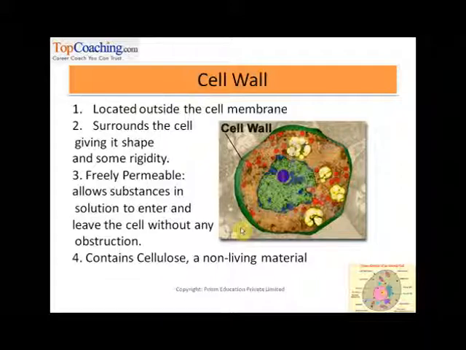Okay, so we studied the cell membrane. It was a lipid bilayer and it was selectively permeable. It protected the cell so that external toxic substances don't come in, right?